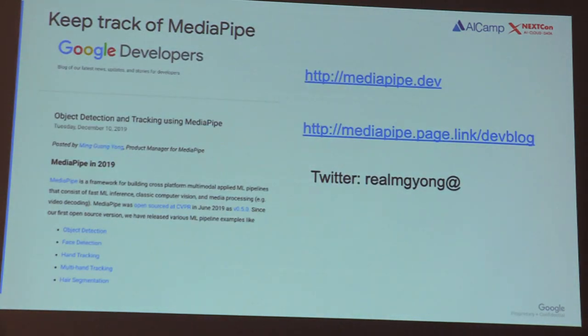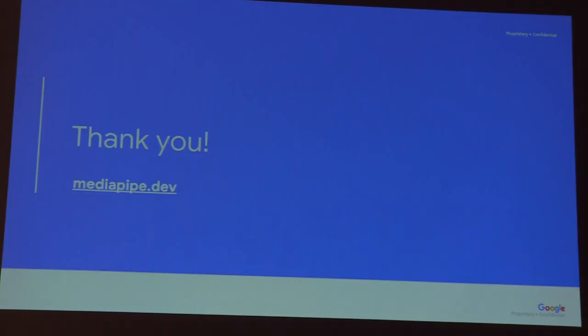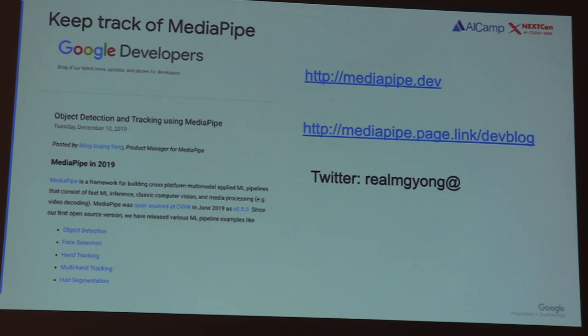To keep track of development of MediaPipe, you can find updates on Google's developers blog. You can also find an occasional mention of MediaPipe on Google's AI blog. And then you can find the series of releases of MediaPipe at MediaPipe.dev, which is the GitHub repository. Okay, and so I could pause for questions.